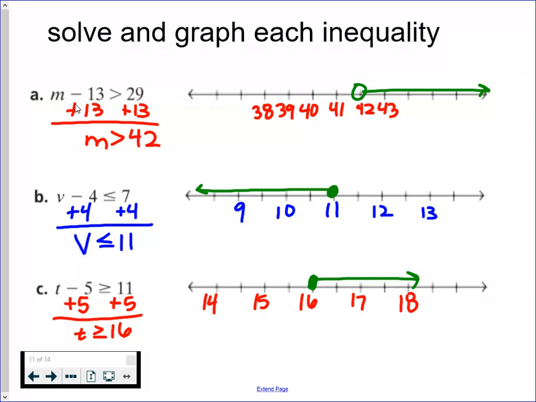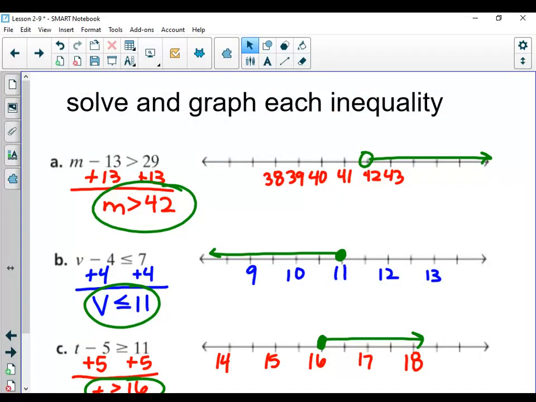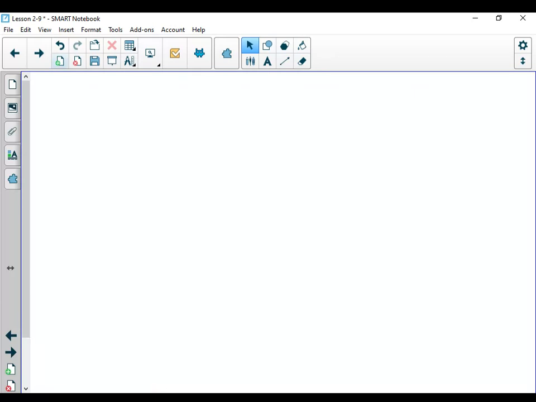A couple things to check for. Do you have an open circle or a closed circle in the right spot? Does your solving match my solving? Is your arrow going the same direction as my arrow? One last question.